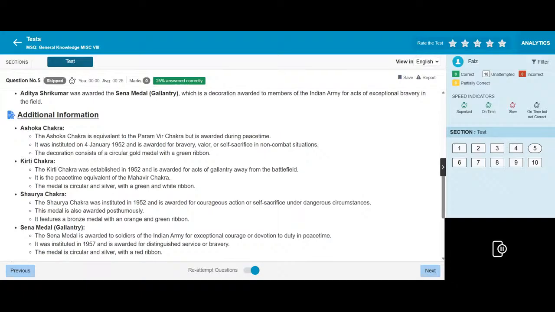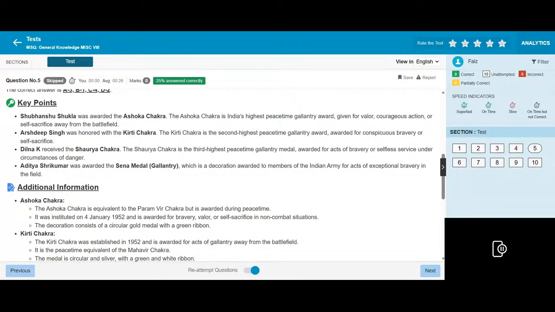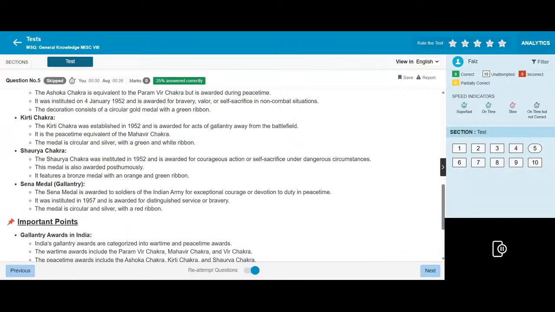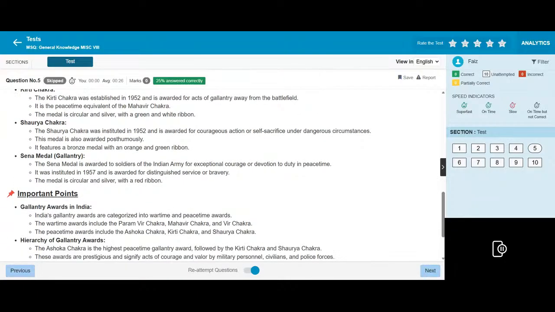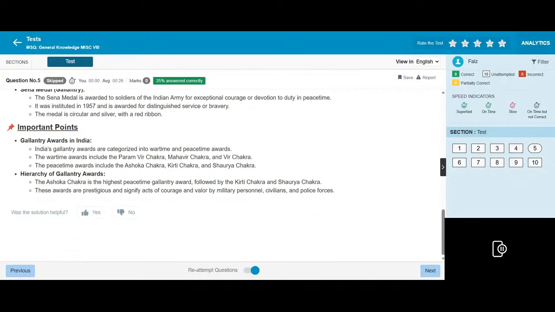Number 5, the battlefield. This relates to the collection of gallantry awards and decorations in India.